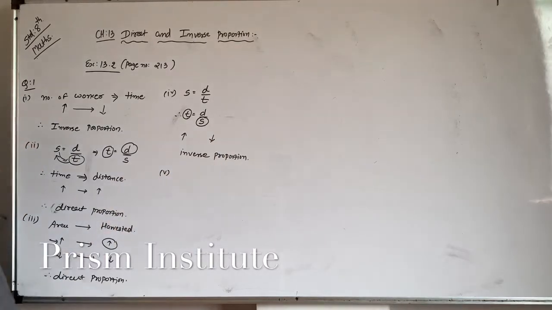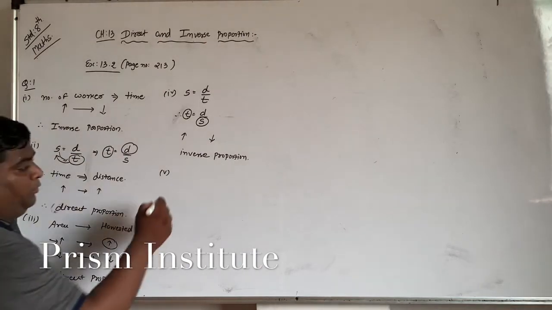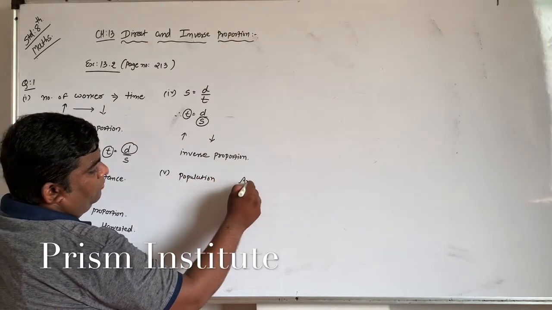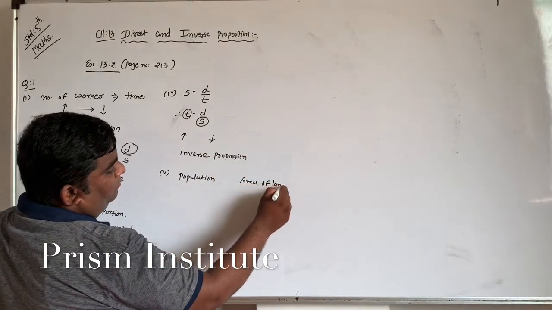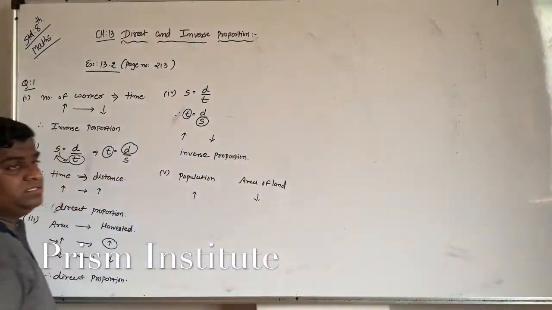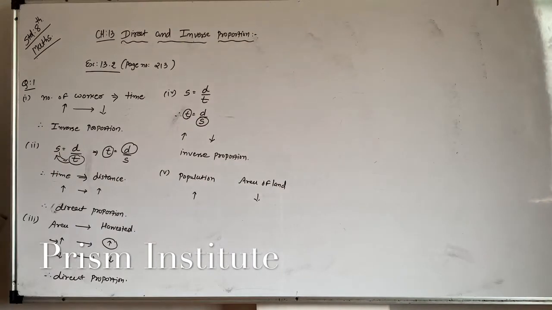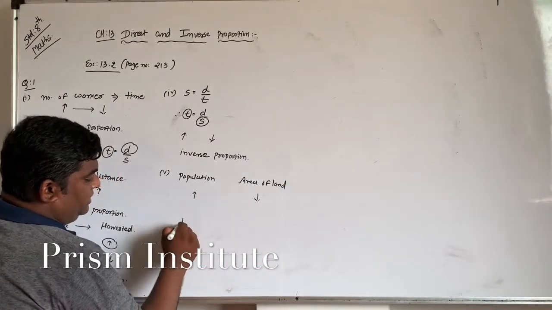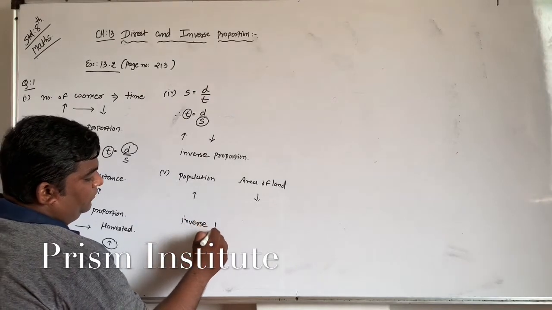Now, fifth number, the population of a country and the area of land per person. Now, population and the area of land. Now, if population is increased, at that time area of land decreases. You know that in 1 meter square there are maybe 5 or 10 people. If now the number of people is increasing, at that time the area of land per person is decreased. So it is in inverse proportion.